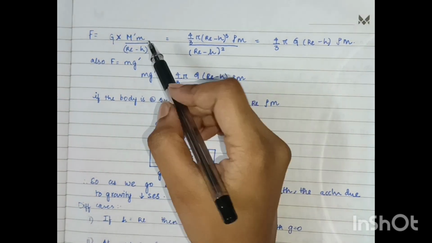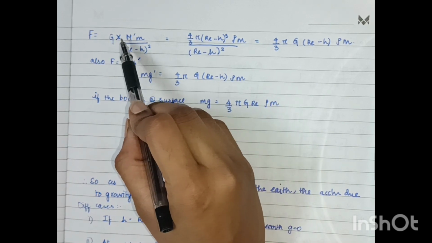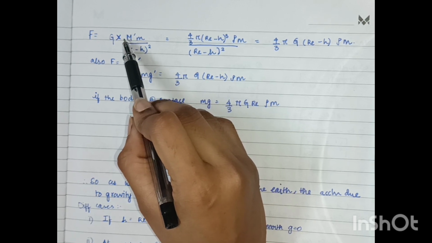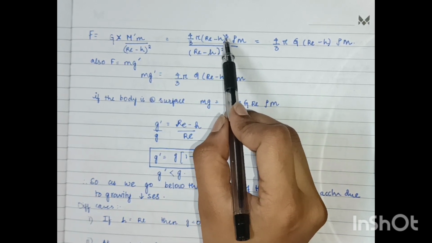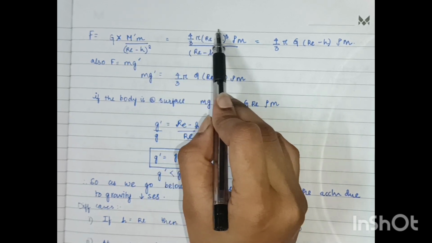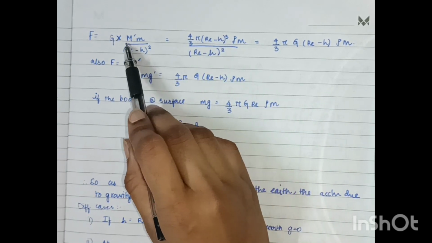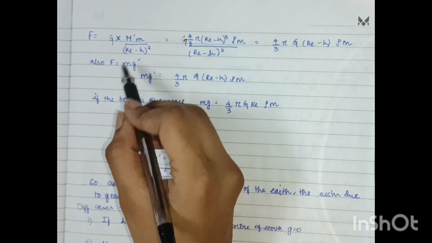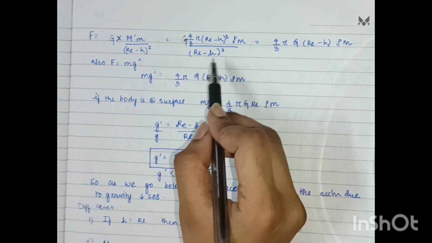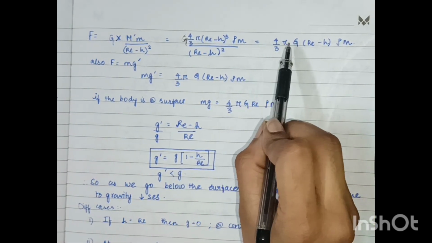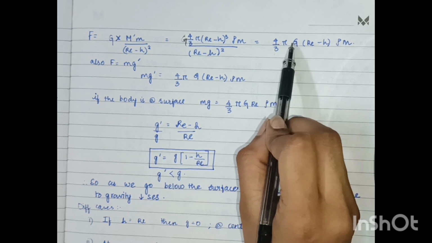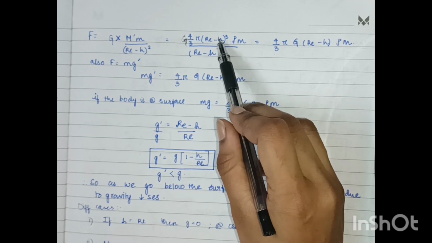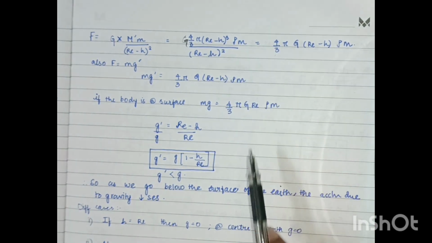Okay, now how am I writing this? We have already seen the value of m dash, that is equal to 4 by 3 pi r minus h whole cube into rho. So that is what I am writing. Instead of m dash I am writing this one, and this small m I am writing here, and I have missed the G, so G will be there. R minus h whole square, that is here. Now this is equal to 4 by 3 pi G r minus h rho into m. So this and this go, so only r minus h will be left. So this is the force.